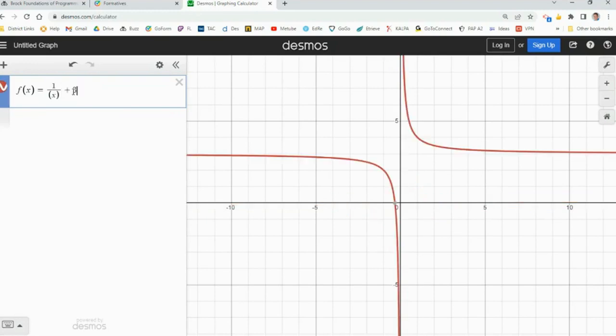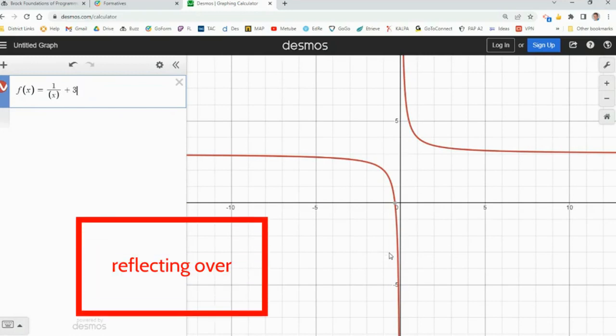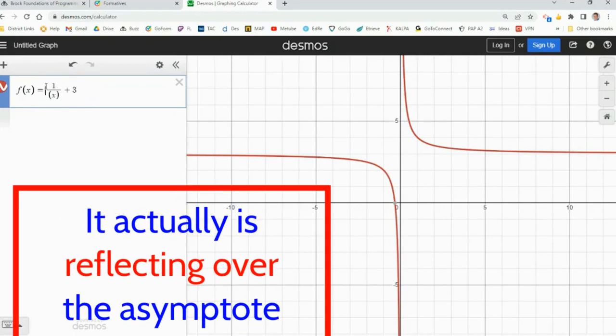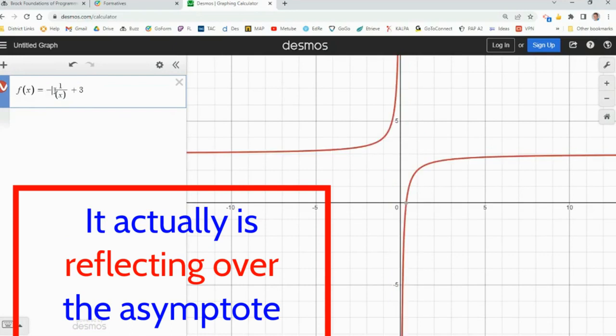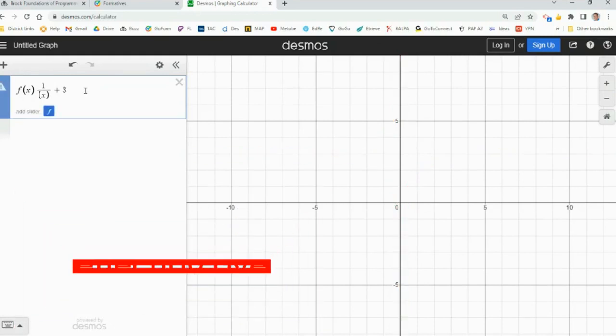Let's say it's at +3. If it were to reflect over, this asymptote would move down here to -3, right? We put that negative on the front. See, the asymptote stays up here. It's not really a reflection over the x-axis unless you look at the very, very first thing that happens.